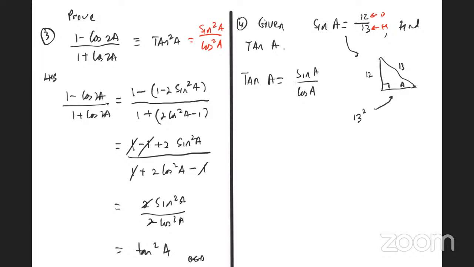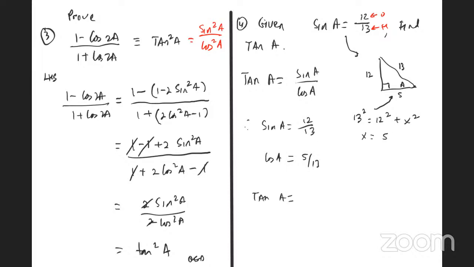13 squared is equal to 12 squared plus x squared. When you solve for x, you'll get 5. We arrange it and solve for x, and you will see that here's 5. So what does that mean? It means that since sine A is equal to opposite over hypotenuse, then cos A will be equal to adjacent over hypotenuse.